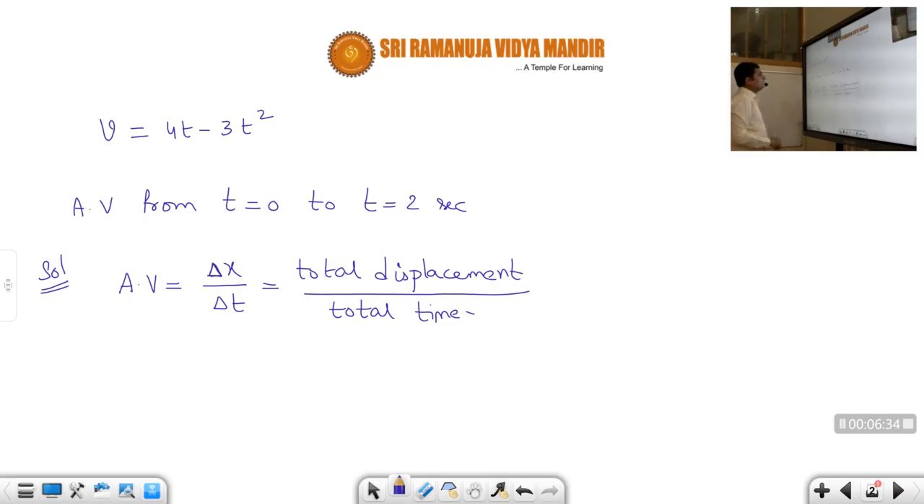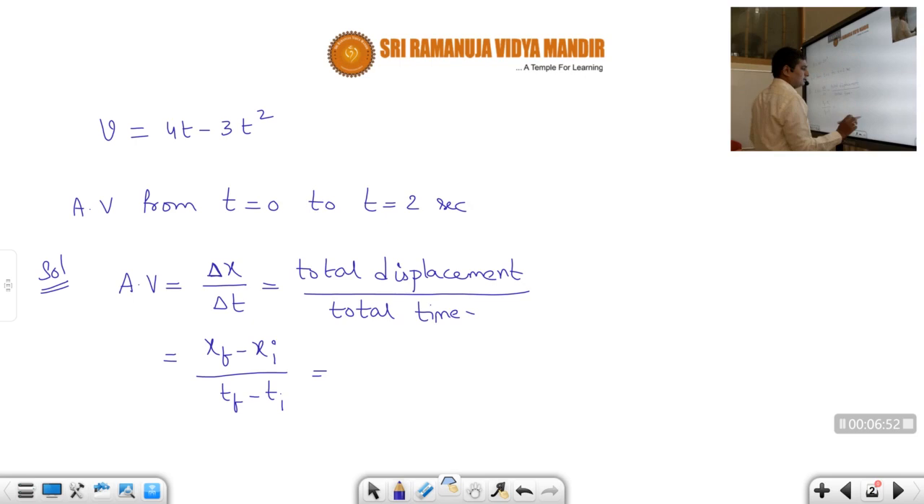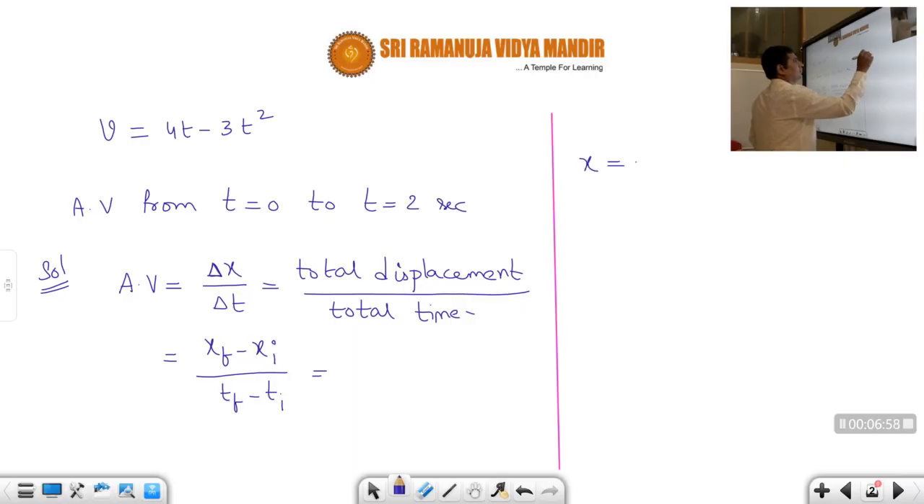Now here they have not given displacement. Actually displacement delta x means xf minus xi. That means final position minus initial position by tf minus ti. So for that we need the function of x. X is called as position. So we need to calculate the position.